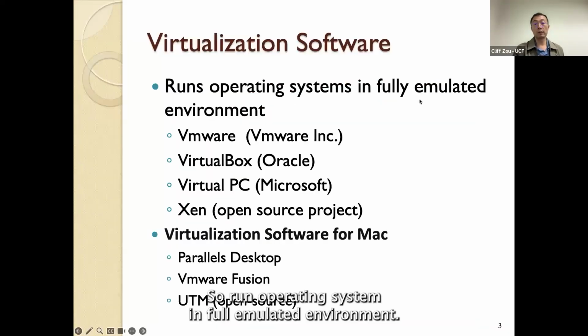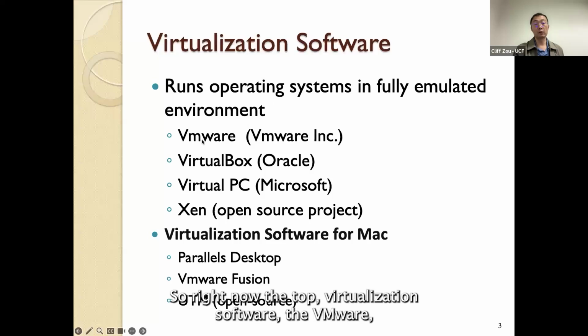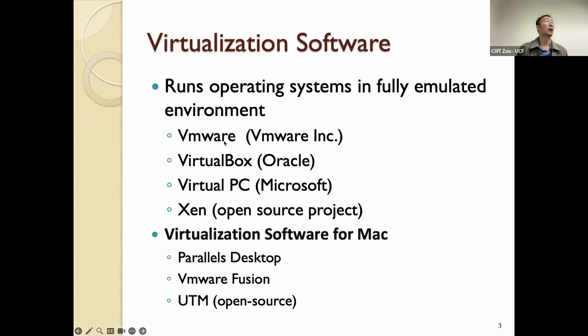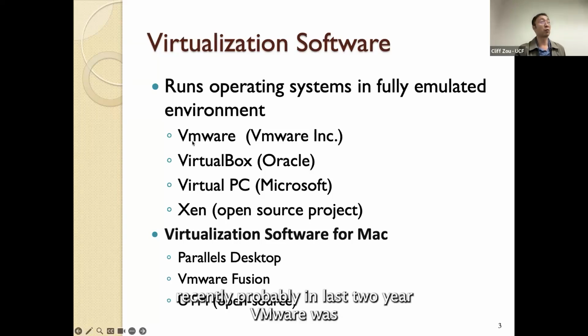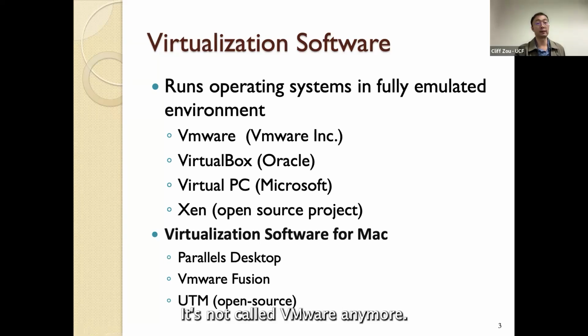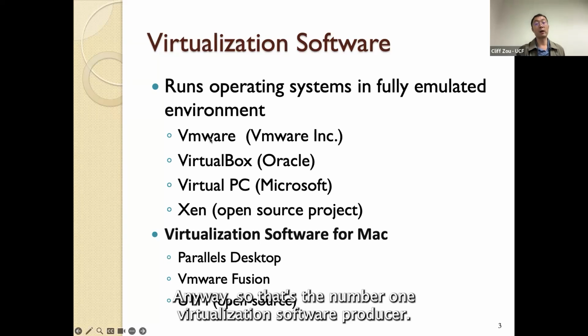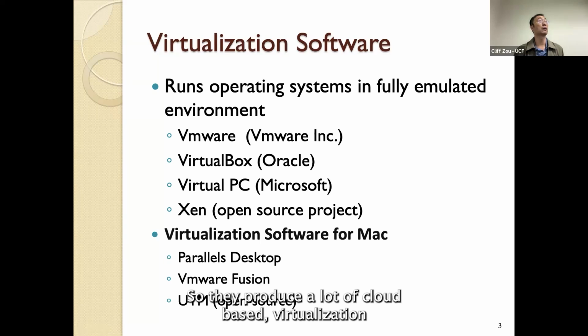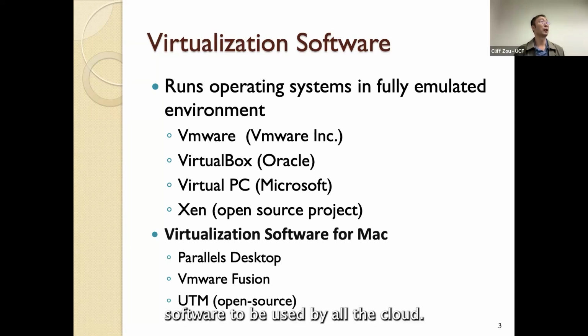So run operating system in fully emulated environment. So right now, the top virtualization software is VMware. But recently, probably in the last 2 years, VMware was purchased by Broadcom. It's not called VMware anymore. Anyway, so that's the #1 virtualization software producer. So they produce a lot of cloud-based virtualization software to be used by all the cloud.